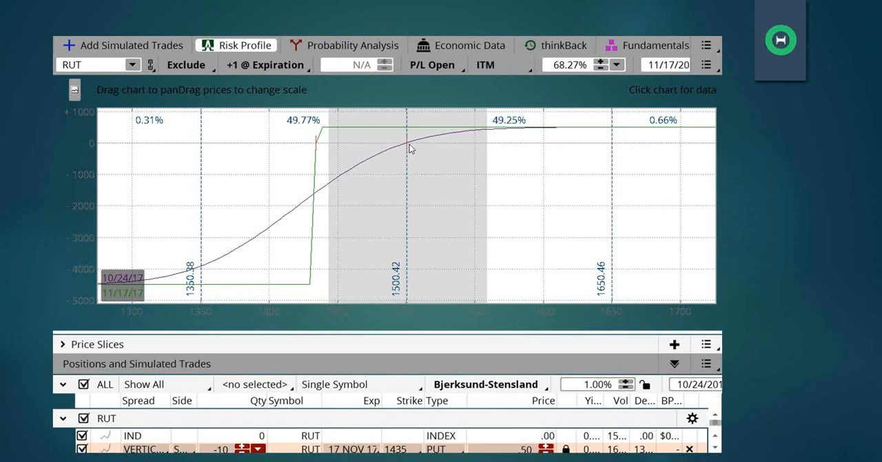Let it work. Okay? When it goes to the left and you begin losing and you're out of the profit zone, that's when you want to watch closely and make sure you don't allow the loss to get out of hand.